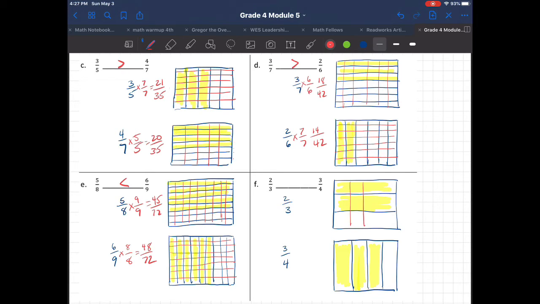With 2/3, I'm gonna make my opposite lines. Well, less lines on this one, that makes it easier.